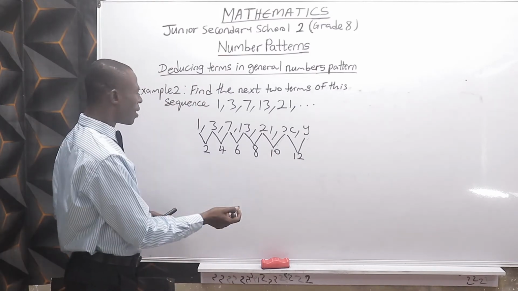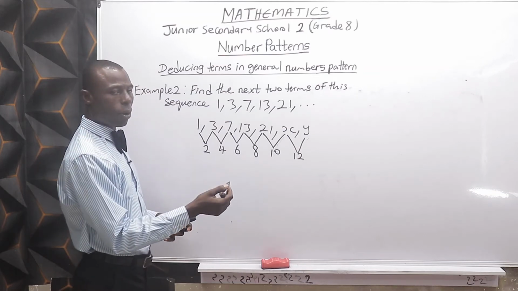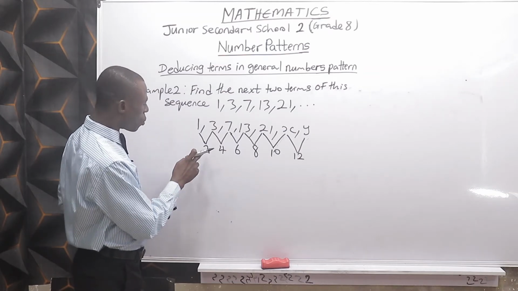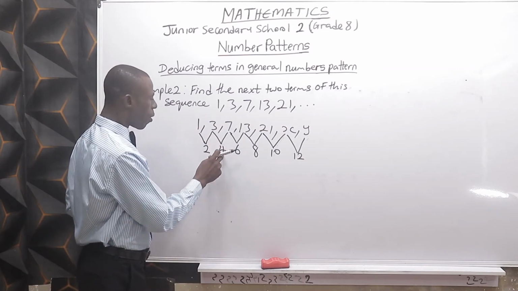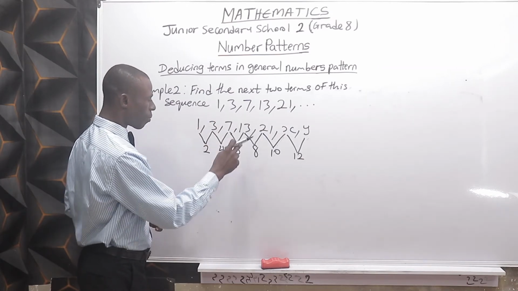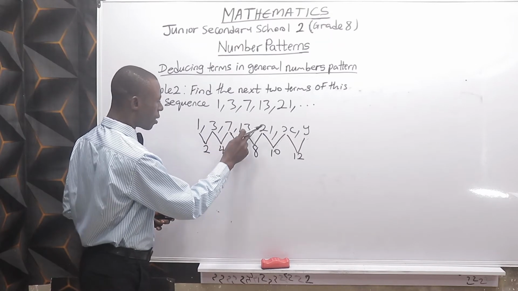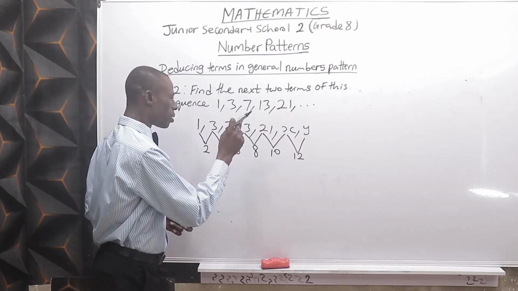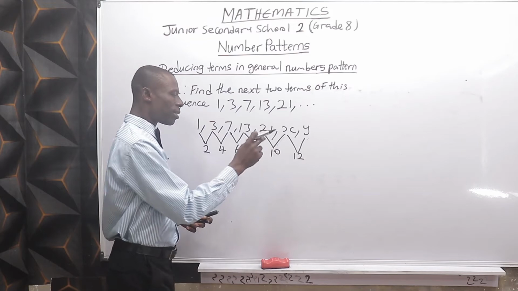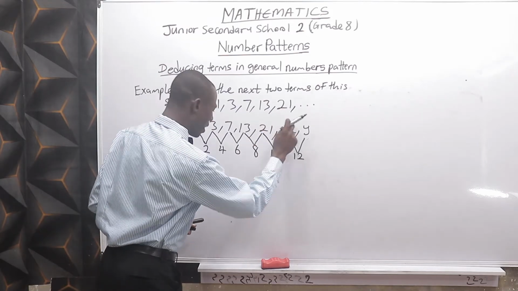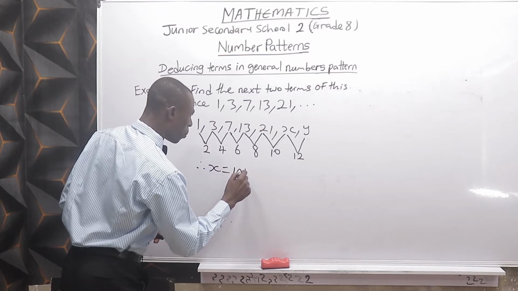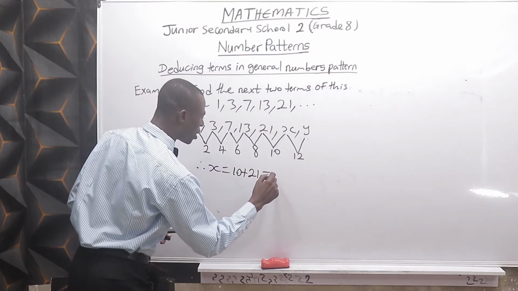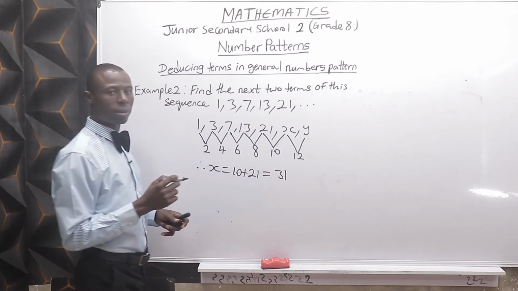Now, to get the value of X and the value of Y, let's do the usual thing. 2 plus 1 gives 3. 4 plus 3 is 7. 6 plus 7 gives 13. 8 plus 13 gives 21. 10 plus 21 then gives X. Therefore, X equals 10 plus 21, which is 31.